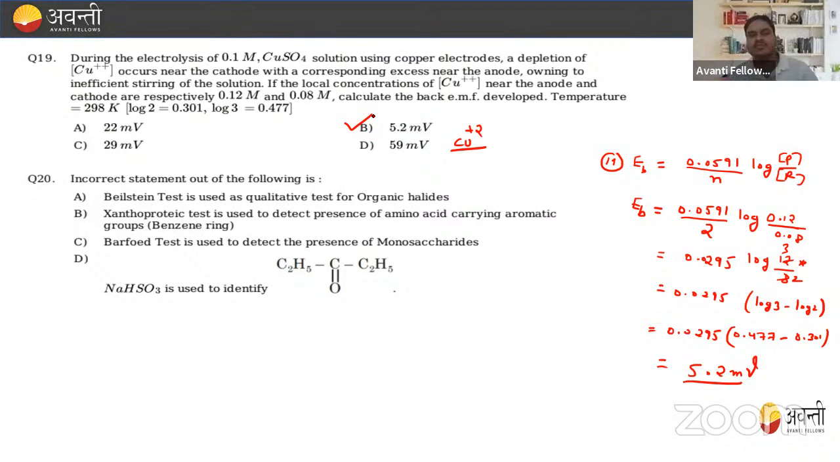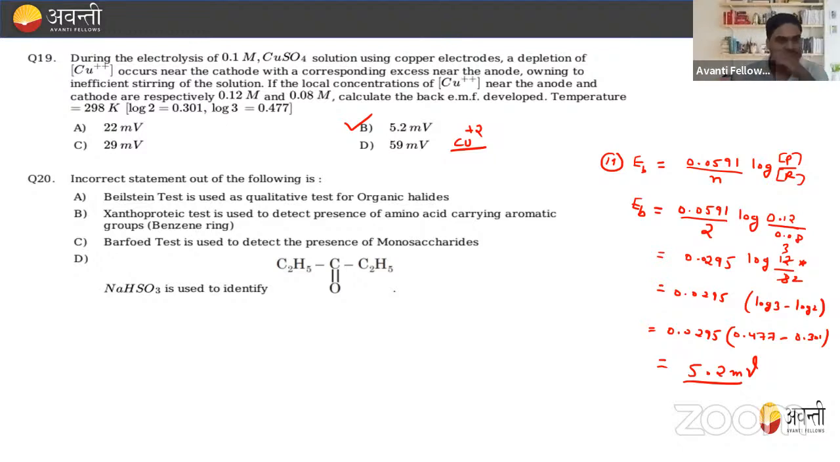I hope this is a very simple question and you just need to know the formula. If you know the formula, then you can easily solve this question, right? So this is how we can solve the question. I hope it is understood. सबको समझ आ गया? ठीक है? चलो. So what is the next question basically?